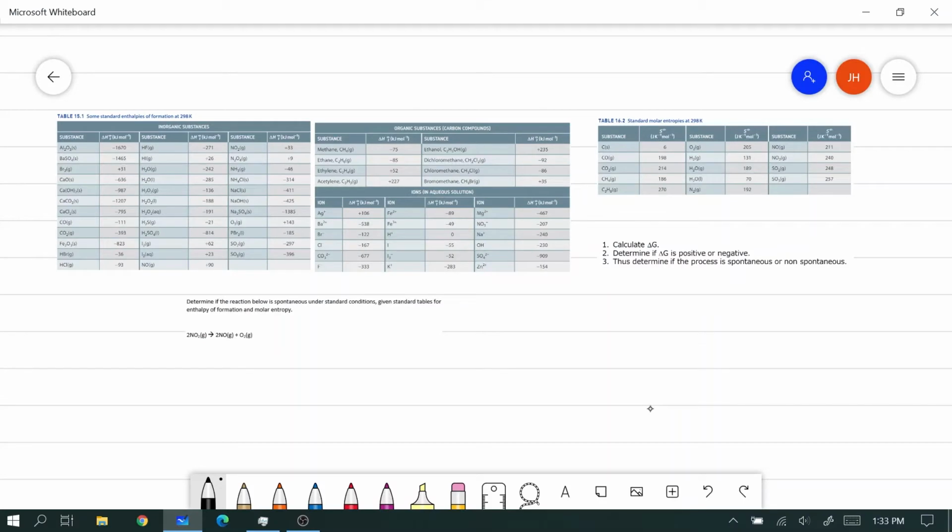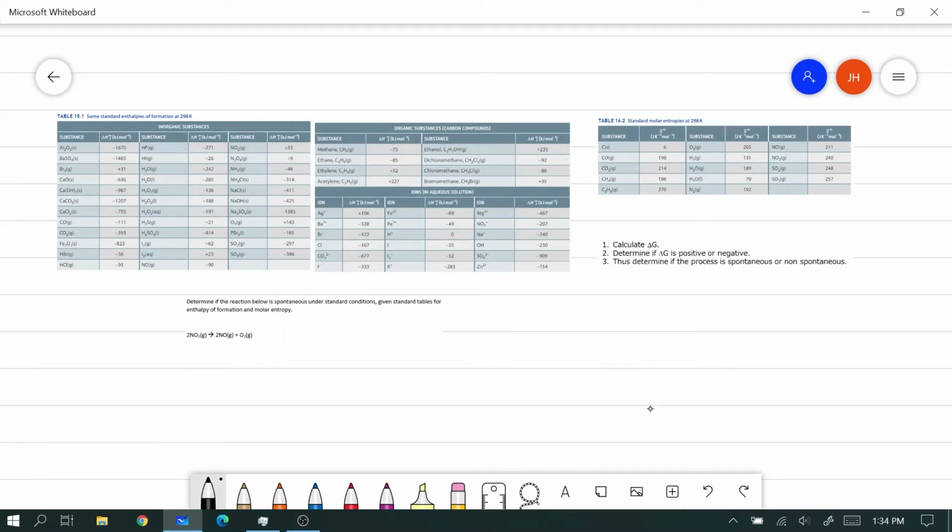So in this calculation, we're being asked to determine if the reaction below is spontaneous under standard conditions, given the standard tables of enthalpy of formation and molar entropy, which I've got above. In this reaction, we're starting with 2 moles of NO2, and it's decomposing, breaking down to form 2 moles of NO and 1 mole of oxygen gas.